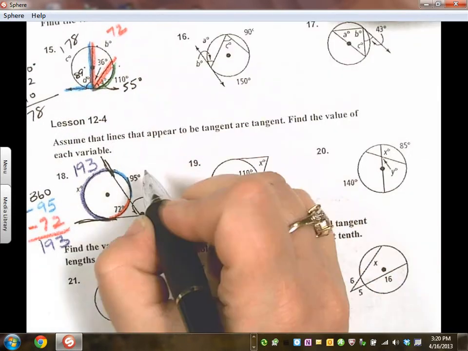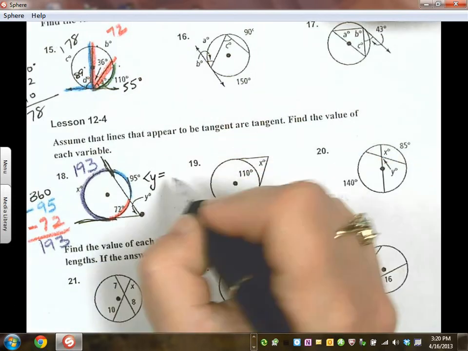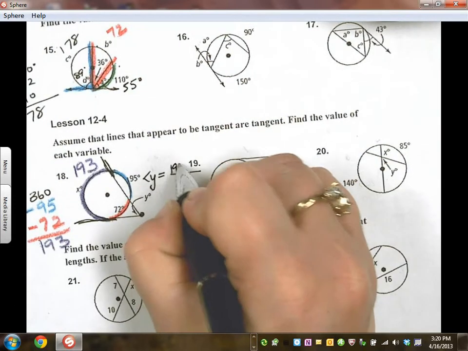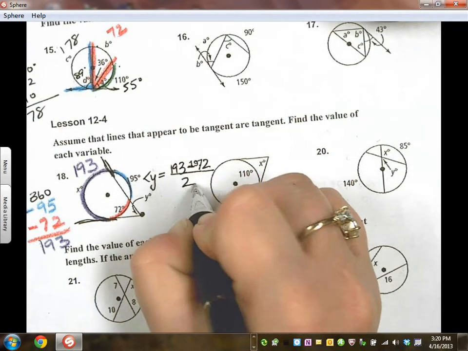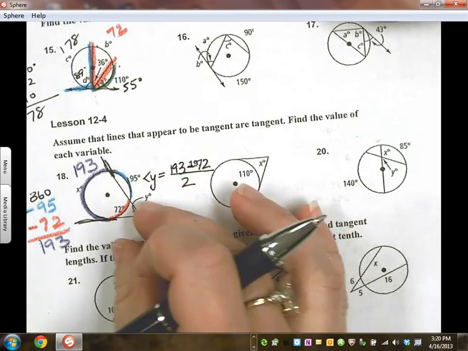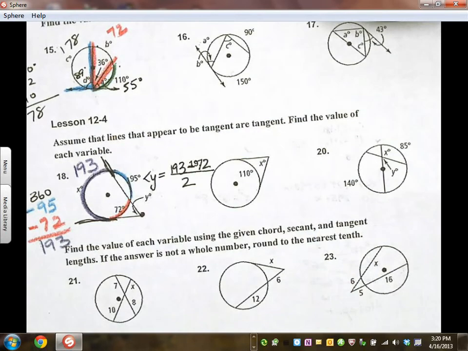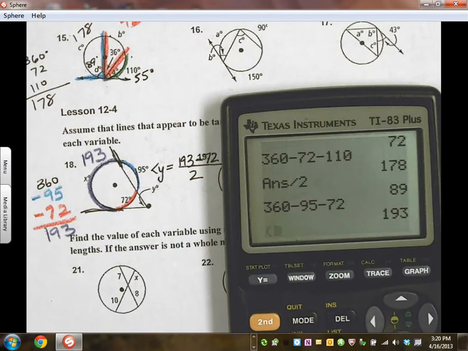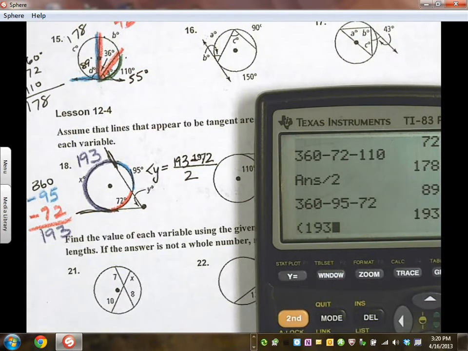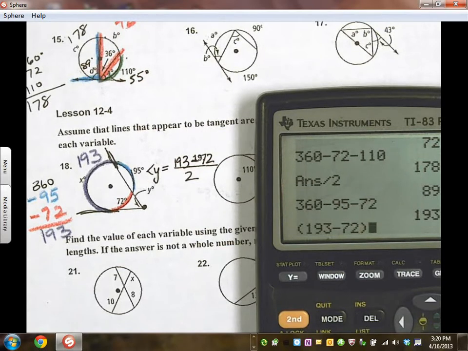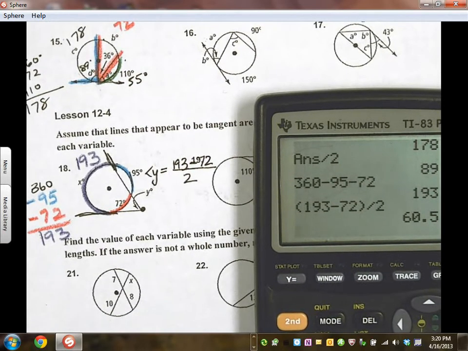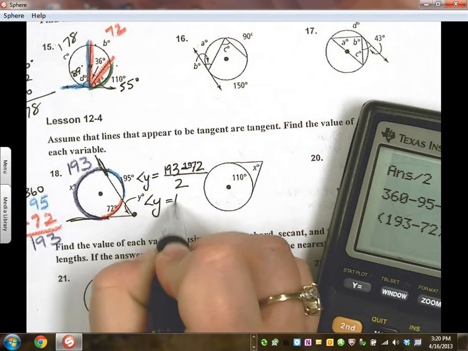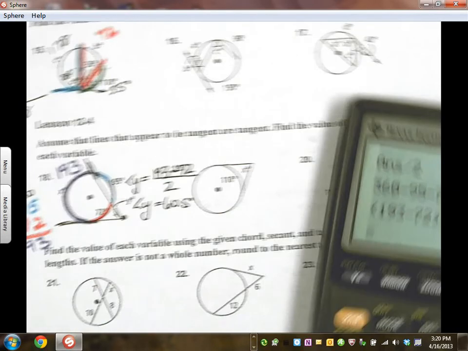We know that this angle Y equals the biggest arc, 193, minus the smaller arc, which is 72, over 2. Now, why did I choose 72? Remember, it's inside the arms. Let's put that in the calculator. I like to use parentheses. I think it's cleaner. Plus, if you include the numerator in parentheses, you're almost always guaranteed to get the problem right. When you don't, you can make lots of little mistakes. So angle Y is 60.5 degrees.